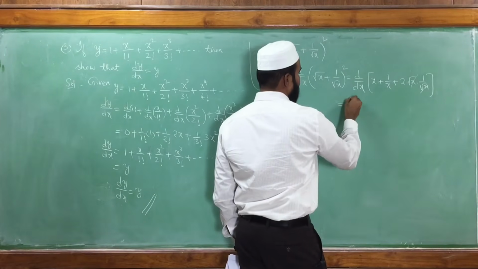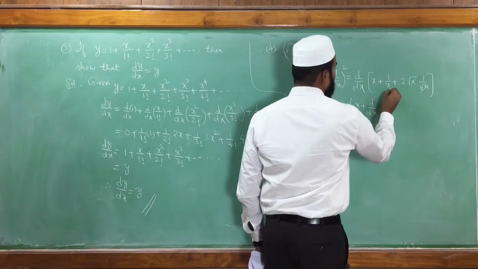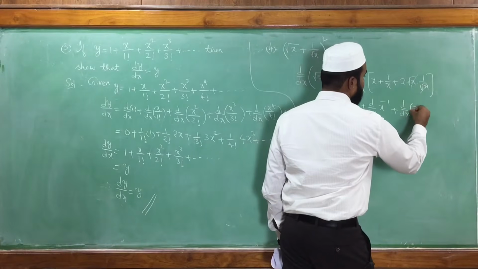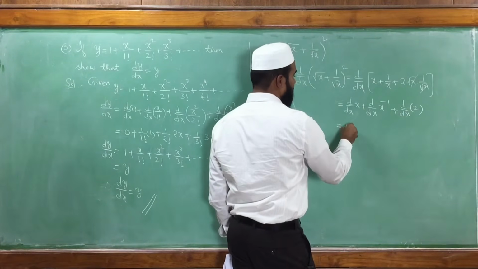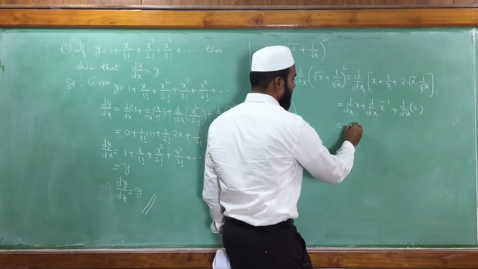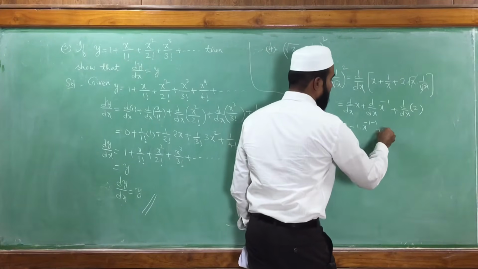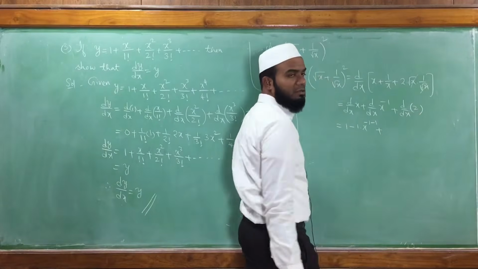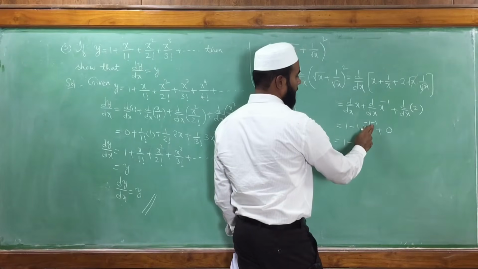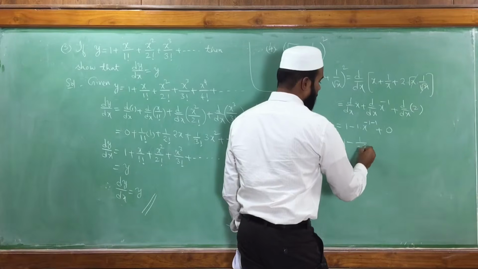Better we will write like this: d by dx of x plus d by dx of x power minus 1 plus d by dx of 2. d by dx of x is 1, and d by dx of x power minus 1 is minus 1 into x power minus 1 minus 1. Similarly, derivative of 2 is a constant, derivative of a constant is 0. 1 minus, what will happen here, x power minus 2. So, what we will get, 1 by x power 2.